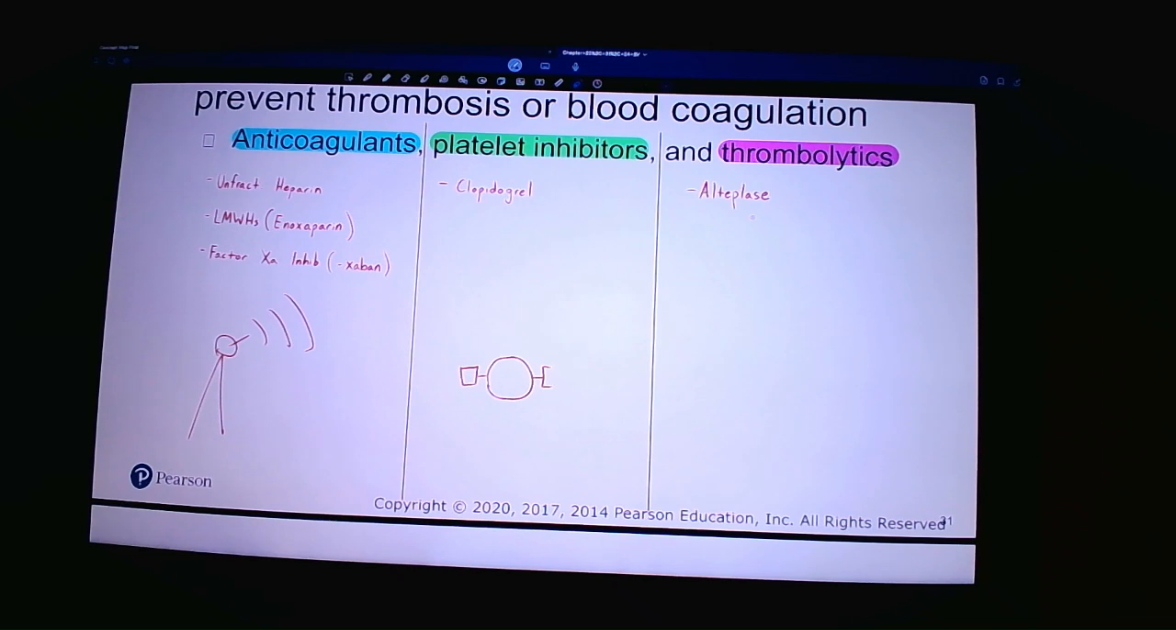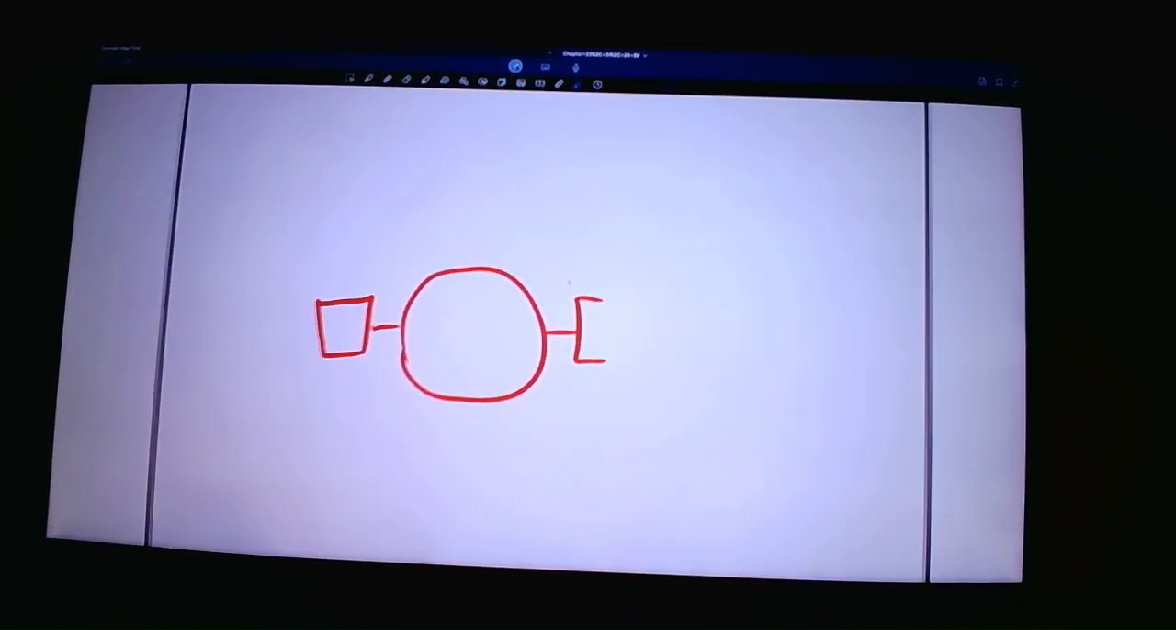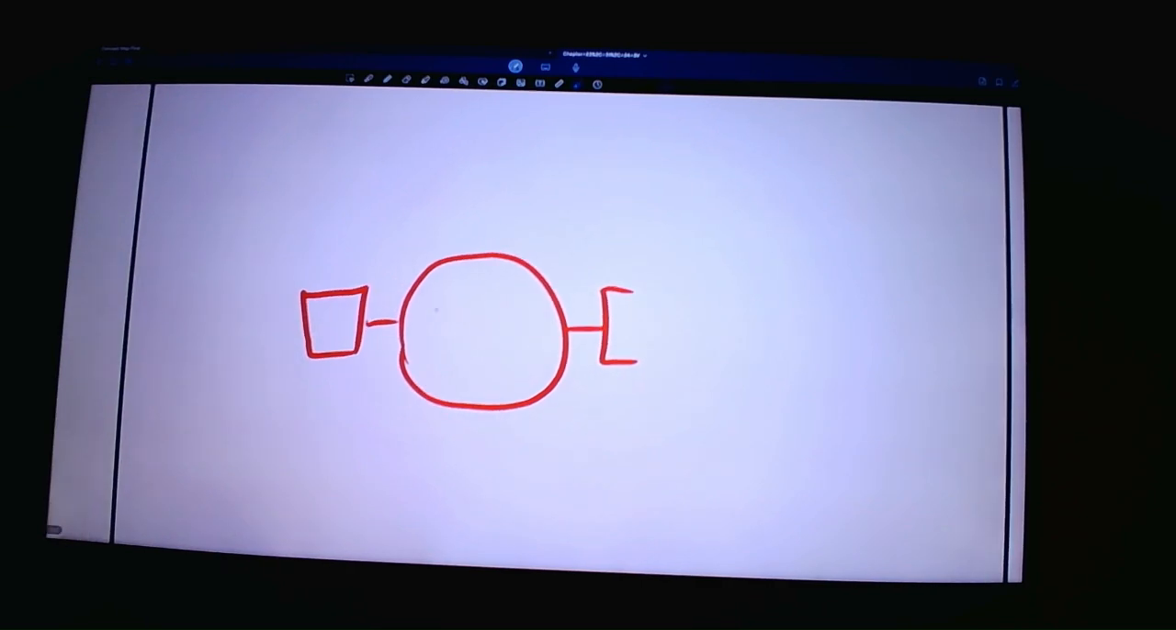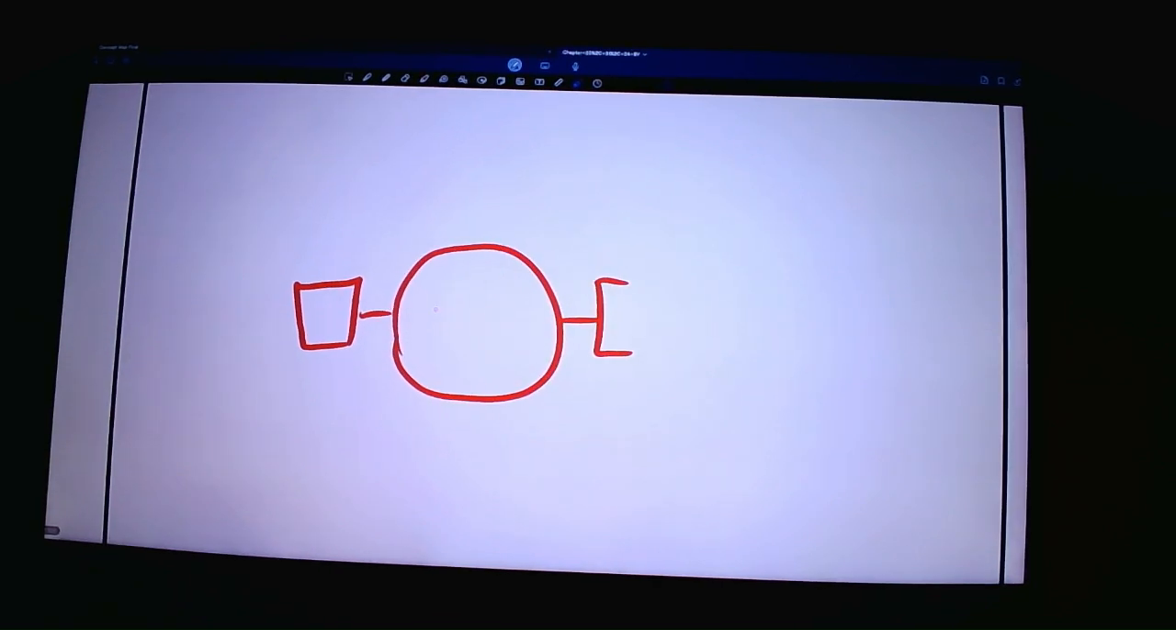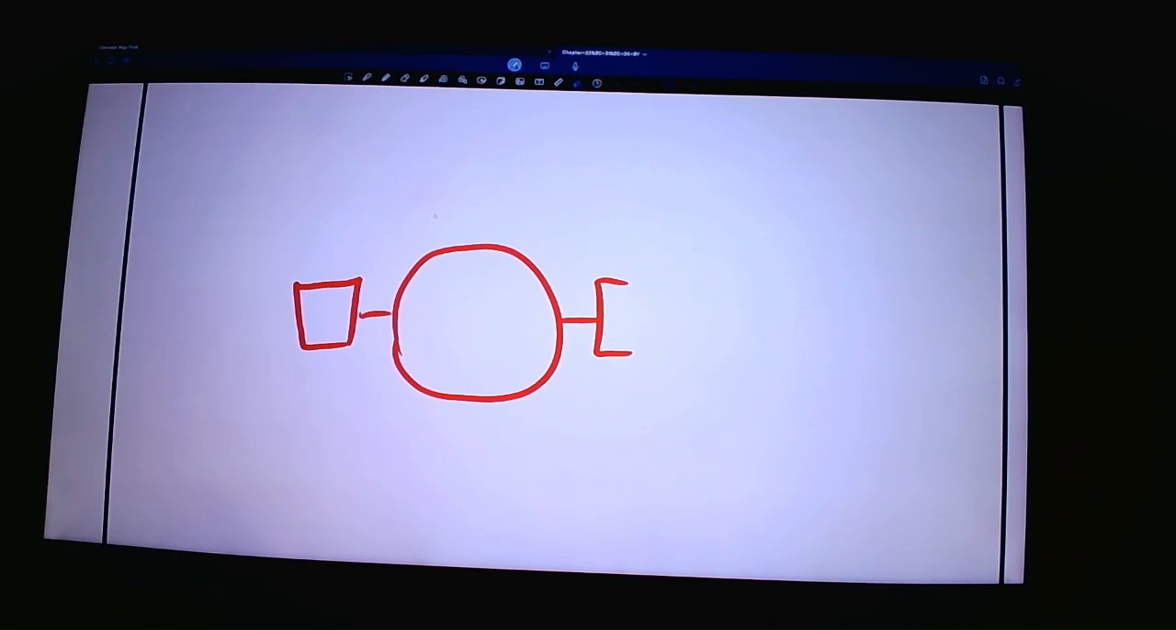So here we go. Here's a picture that I was hoping for. So we can picture this as a platelet, right? I know it's not really a platelet, but it's a platelet. So let's picture that in our heads, right? And then imagine that a platelet inhibitor is going to do this to it.